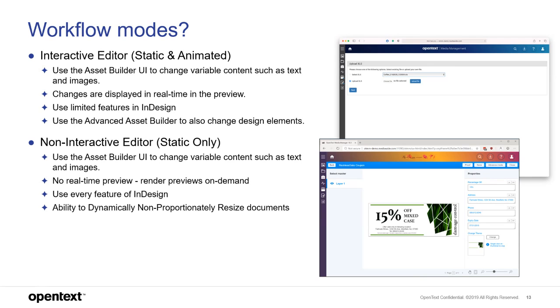We also have the non-interactive editor. The main difference between the interactive editor and the non-interactive editor is that the non-interactive doesn't have a real-time preview. We use Adobe InDesign to create that new preview and then send it back. So it's an on-demand preview. If you hit the proof button, the preview button, it'll go to InDesign, render those changes, and bring back the proof. So it's very quick to do that. And again, I can show you that a little bit later.